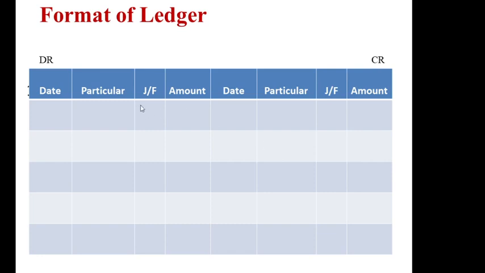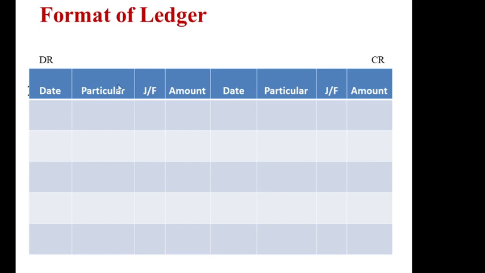Now see, on the debit side, there is a date column, a particular column, the ledger journal folio column, and the amount column. It is the same on the credit side: date column, particular column, JF column, and the amount column. So this is the format actually.